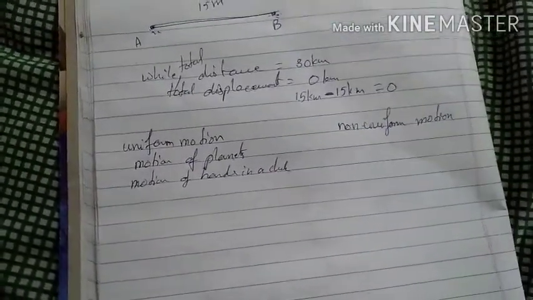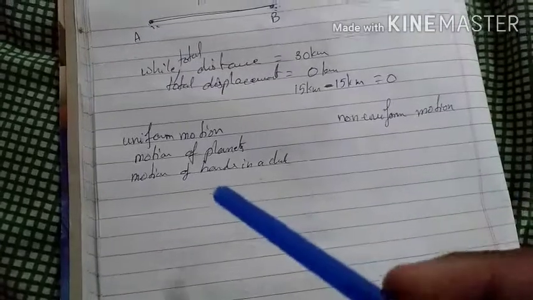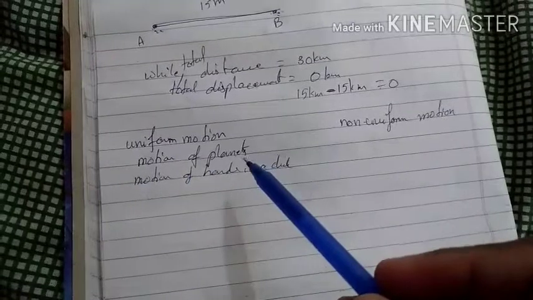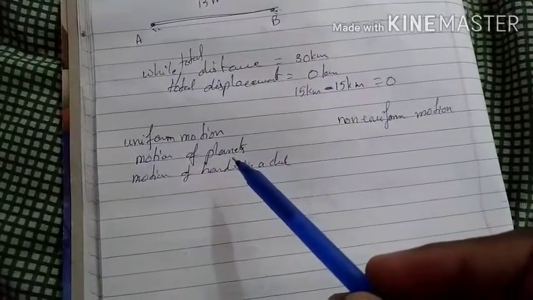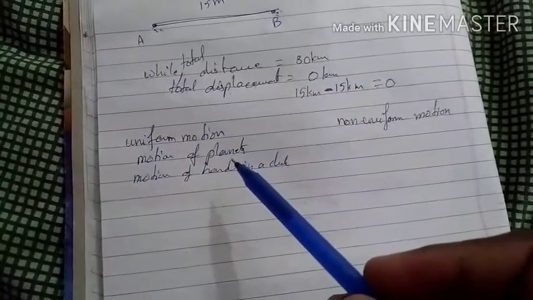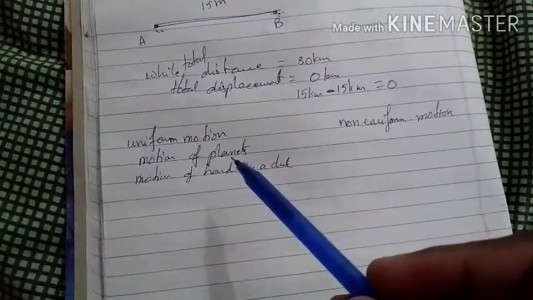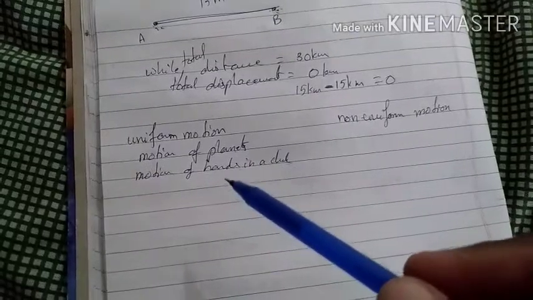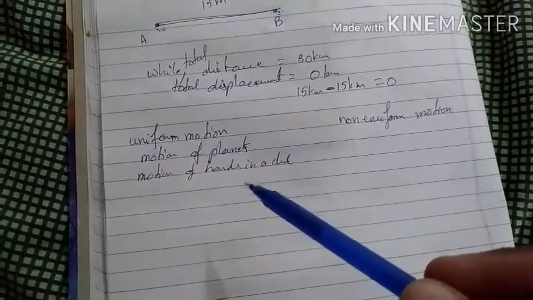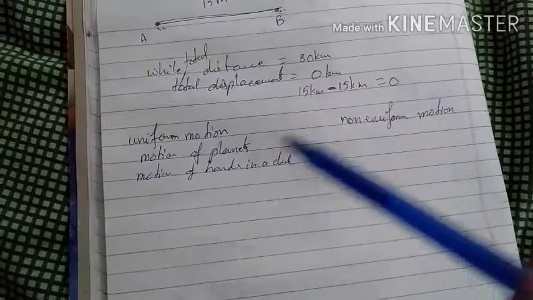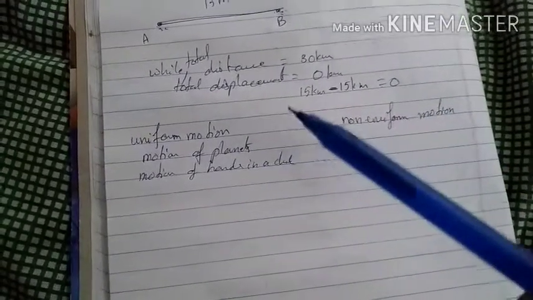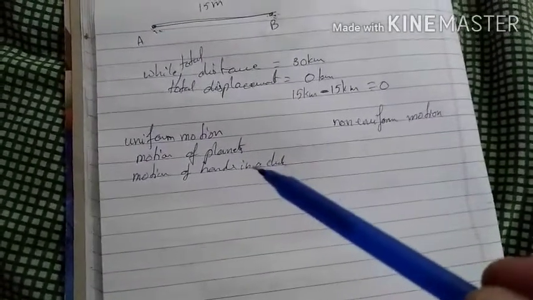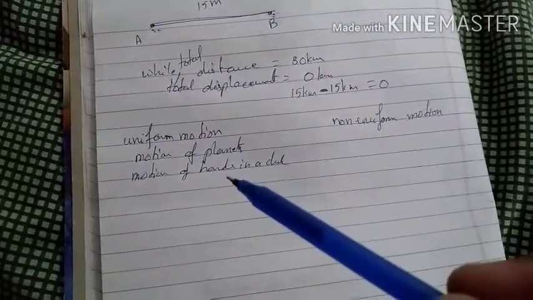These are all uniform motion, because in these examples you see the motion of planets. For example, Earth is a planet. It revolves around the sun. To make one complete revolution around the sun, it will take a year. For the next revolution, it will take again a year. So with a constant interval of time, the motion of the body is repeating. This is uniform motion.